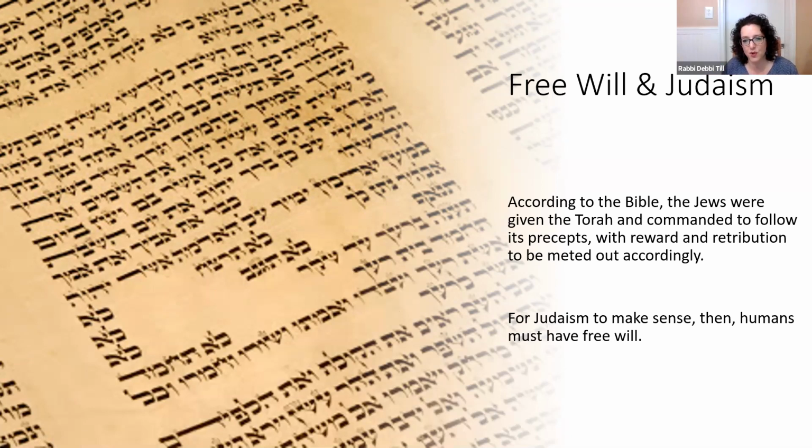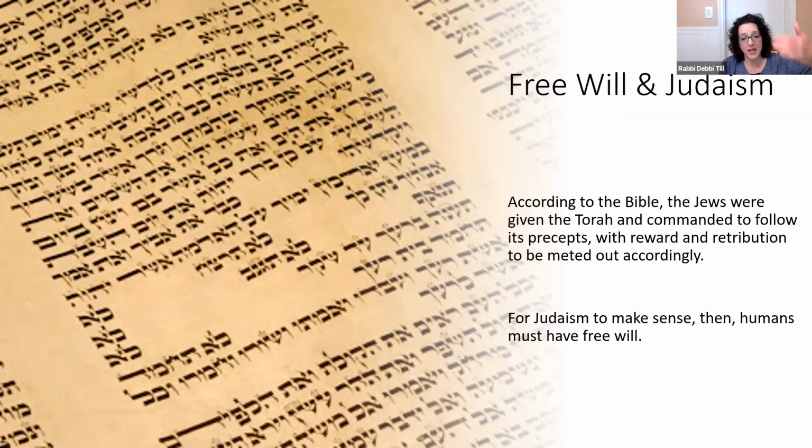So you see here, according to the Bible, the Jews were given the Torah and commanded to follow its precepts. This we know, with reward and retribution to be meted out accordingly. So this has been pretty clear. It's not the same in every faith tradition. So for Judaism to make sense, it has to be, is what Maimonides posits, that we have free will. That in and of itself is not an easy statement.